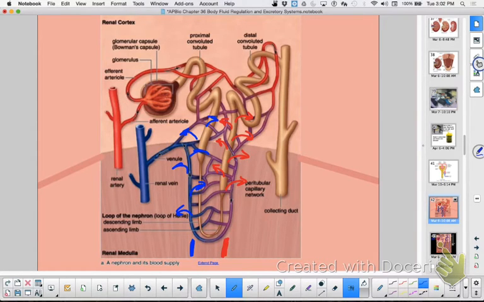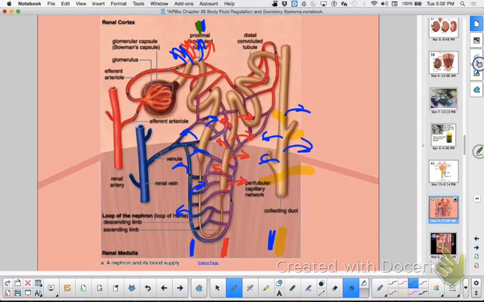Where else? Collecting duct. Water gets reabsorbed and so too does what? Urea. Not a lot. It's just because it's so concentrated at that point. So there's our water only and water and urea. Where is salt and water? Proximal convoluted tubule. You have salt and what? Water. So you have salt and water.